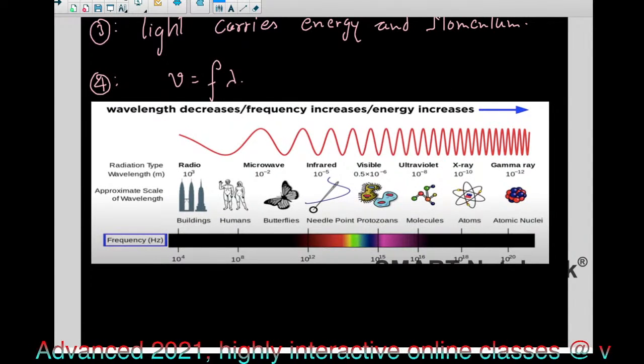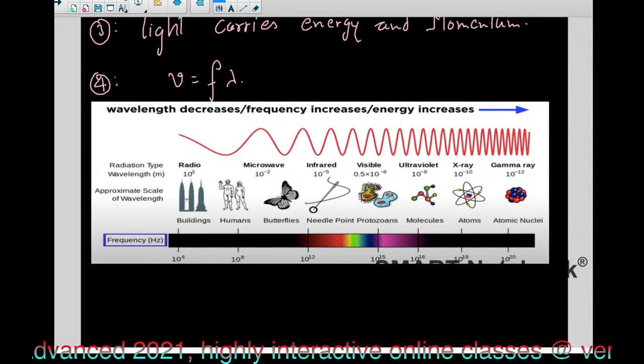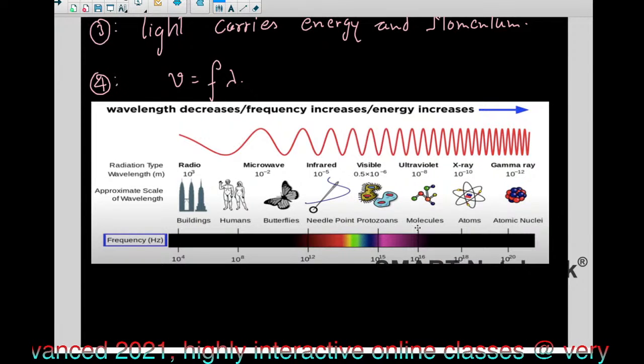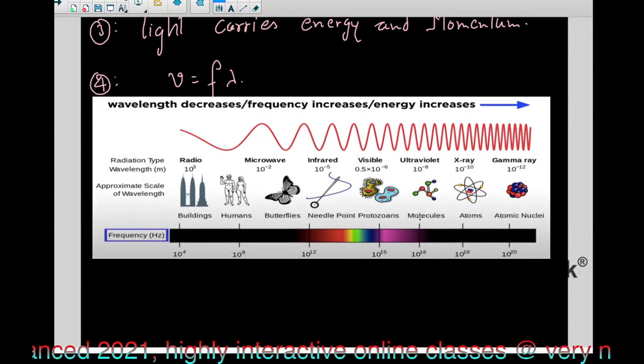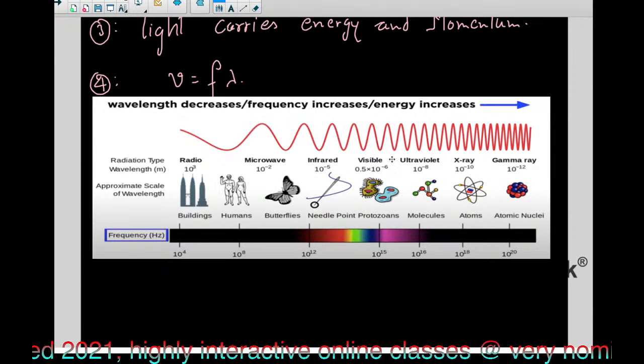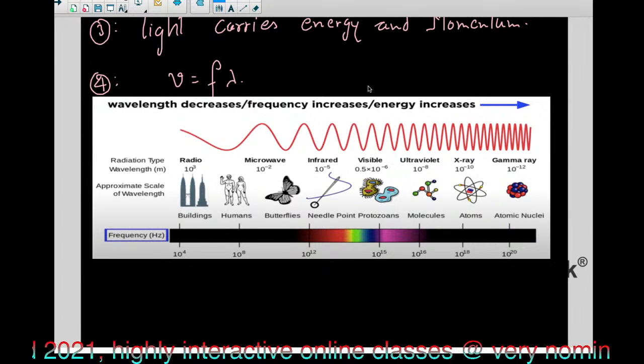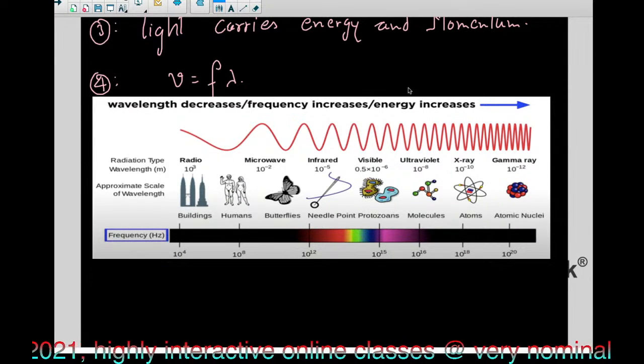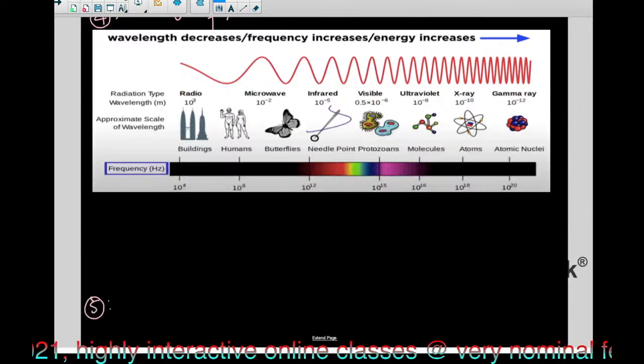So according to different frequency, you will find different colors of light. And an analogous concept is also there in every wave. Just like in sound wave, for different frequency, you will find different pitch, right?